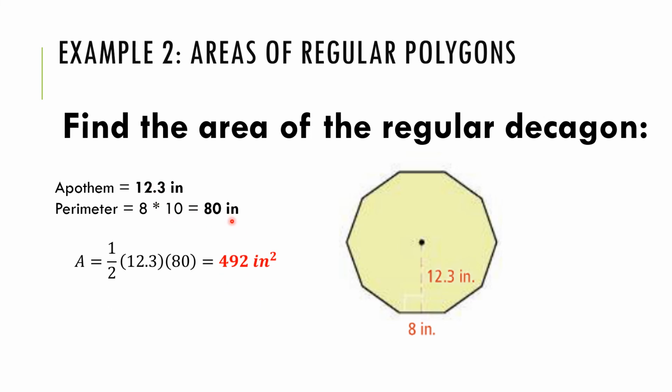From there, once I know the apothem and perimeter, I just do 1/2 apothem times perimeter, multiply all that, and then I get 492 inches squared, right? So once you know these two numbers, rather than having to think through where the triangles are, what the height is, what the base is, how many triangles I have, you can just plug them into the formula and it's super fast.